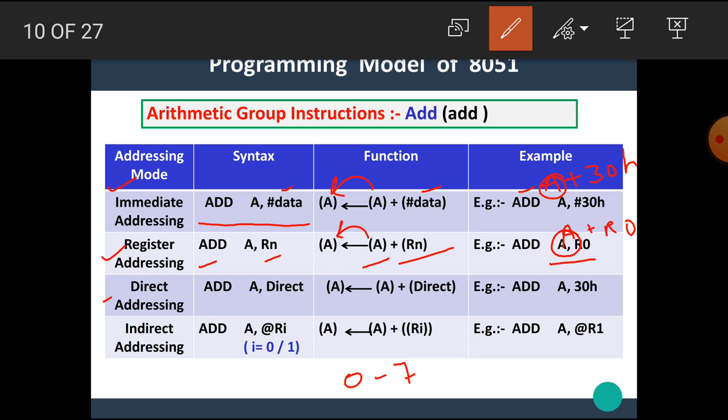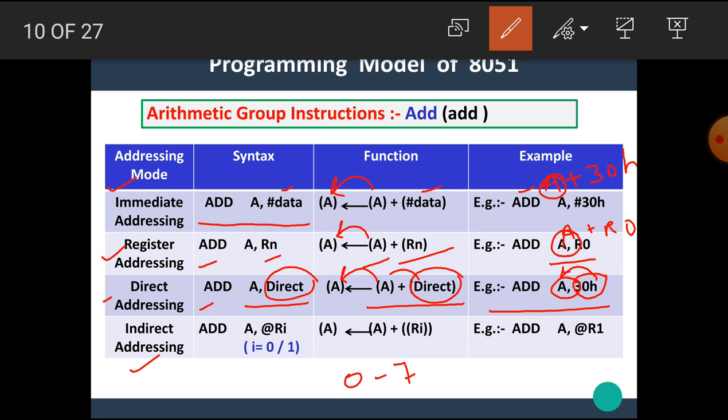The next addressing mode is direct addressing mode. The syntax of this addressing mode is ADD A, direct. Here direct refers to a RAM memory location. The function of this direct addressing mode is A plus direct. That means whatever data is stored in this memory location is added with the accumulator and the result is placed in the accumulator. For example, ADD A, 30H, that means the 30H RAM location has some data. This data is added with the accumulator and after the addition the result is stored in the accumulator.